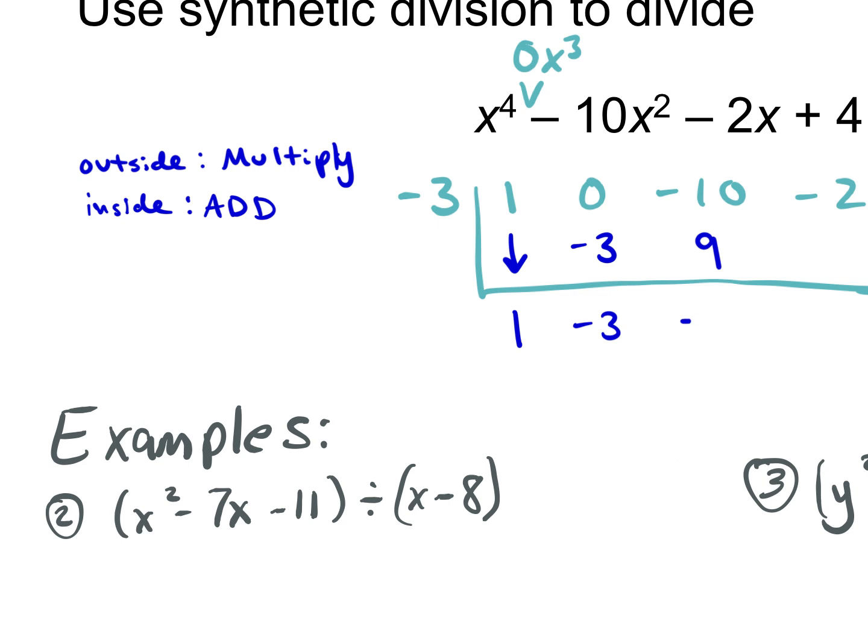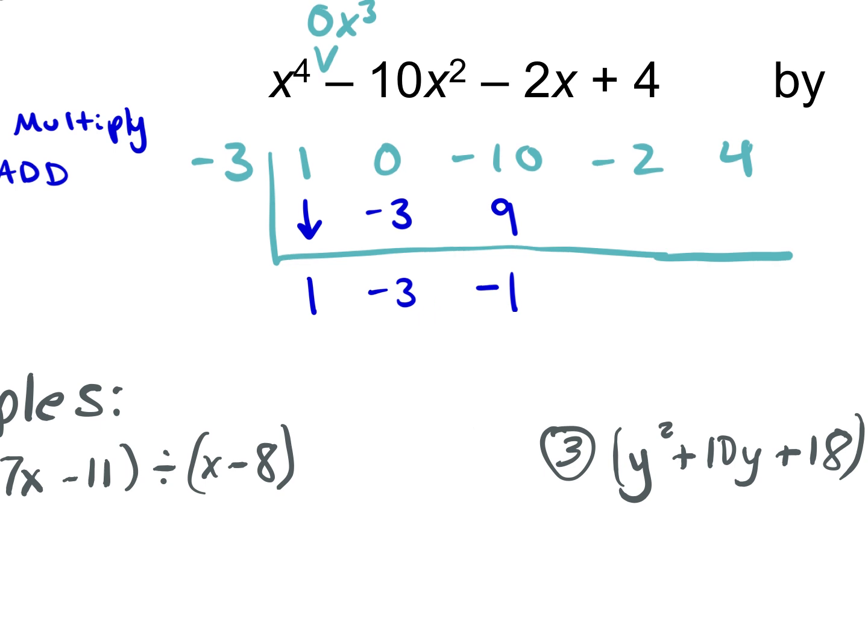-10 plus 9 is -1. Outside we multiply. -3 times -1 is +3. Inside we add. -2 plus 3 is 1. Outside we multiply. -3 times 1 is -3. Inside we add, and we get 1.